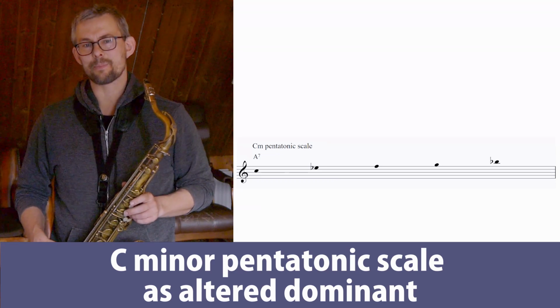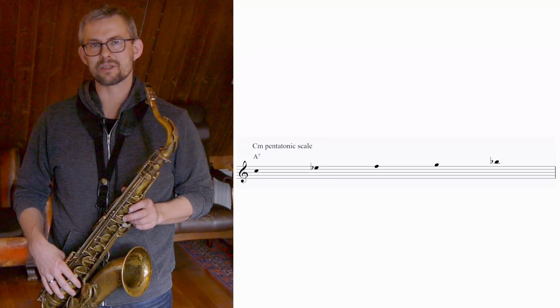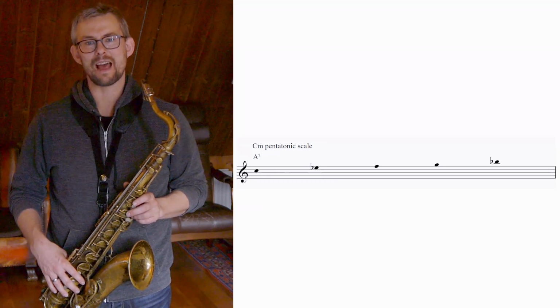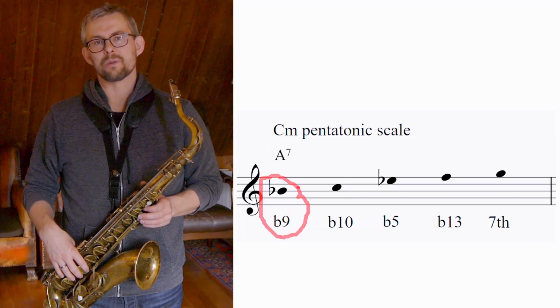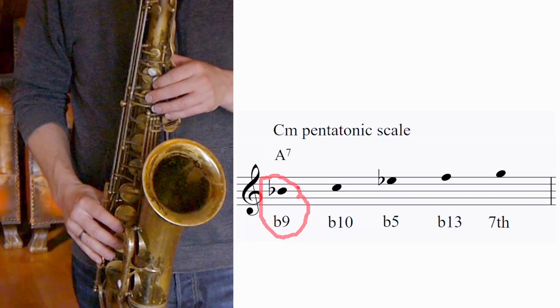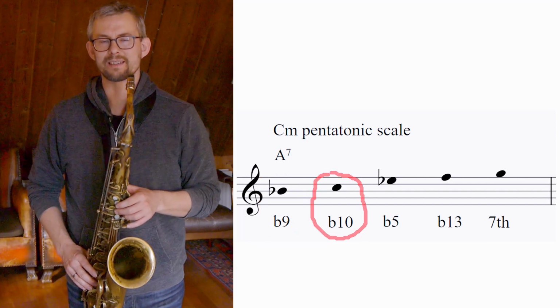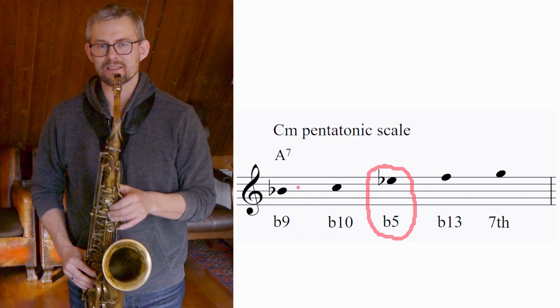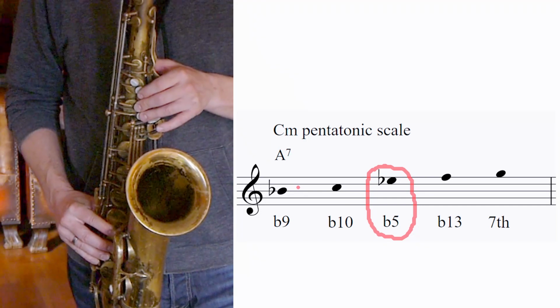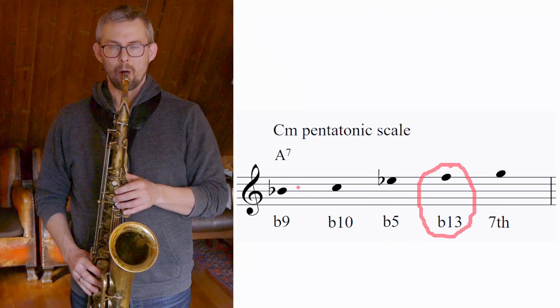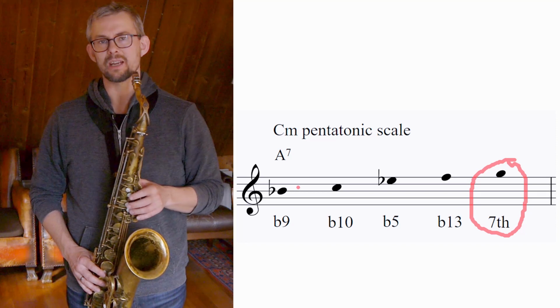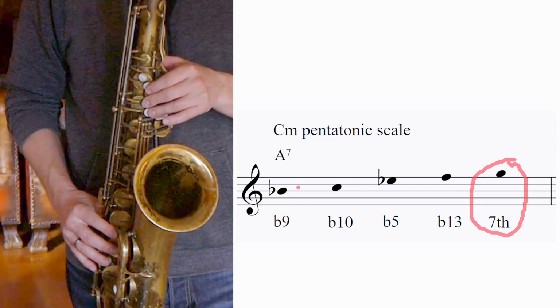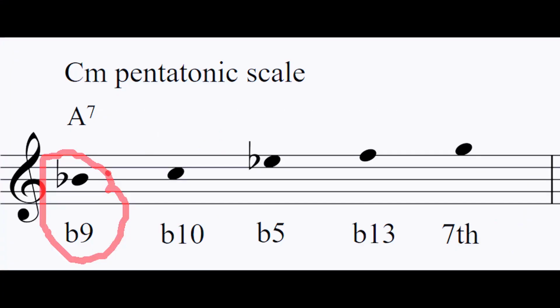The C minor pentatonic scale consists of the notes C, E flat, F, G and B flat. We have the B flat, which is the flat 9. We have the sharp 9, that's C. We have the E flat, that's the flat 5. The flat 13 is the F. And the G is the 7th. So we have 4 alterations towards the D major chord.